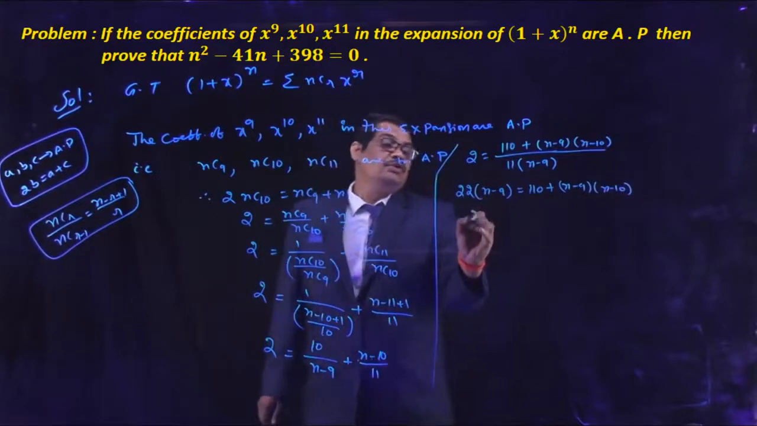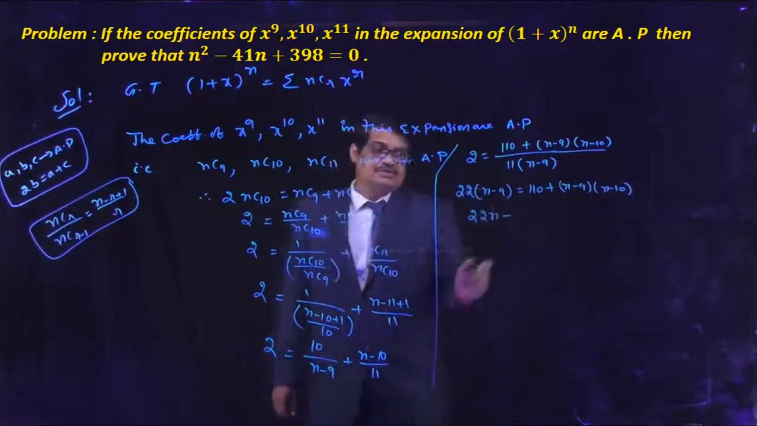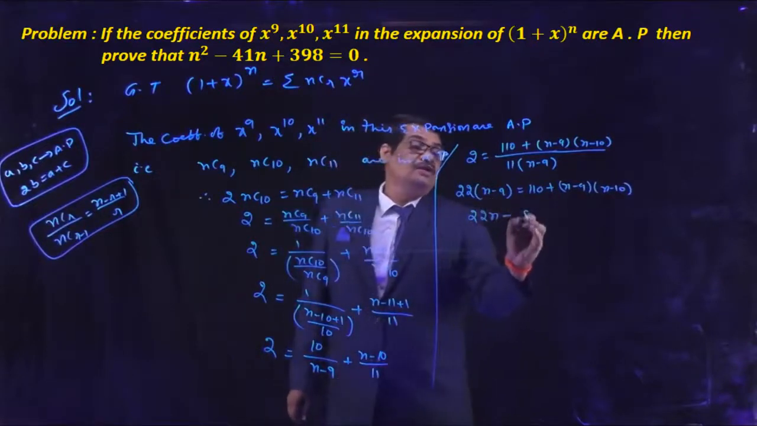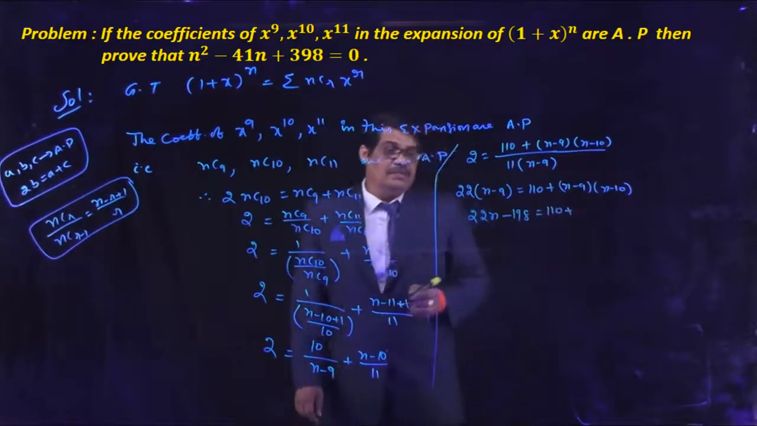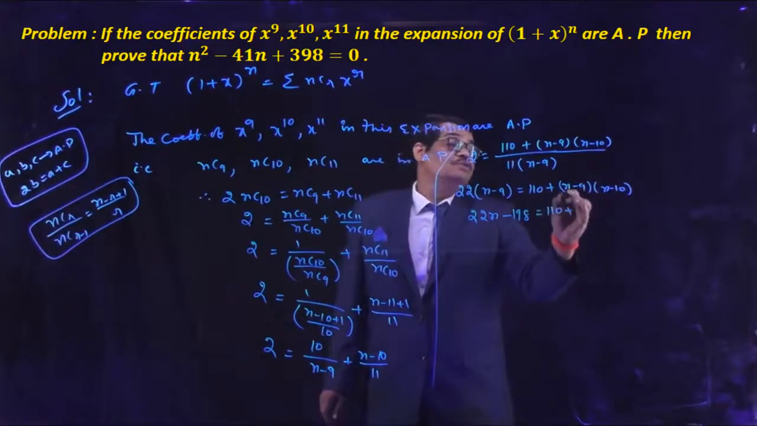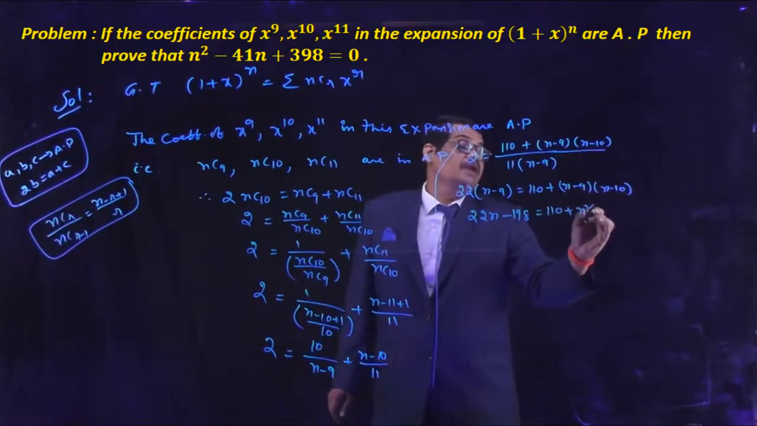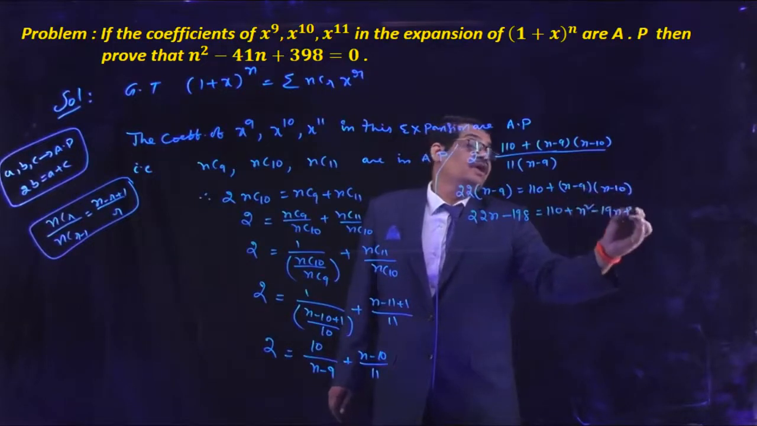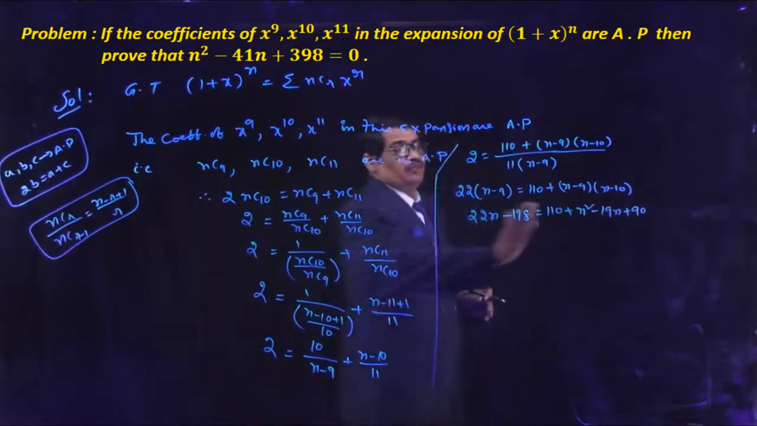This is 22n - 198 = 110 + (n - 9)(n - 10). Multiplying these two terms: n times n is n^2, minus 10n, minus 9n, that is minus 19n, plus 9 times 10, that is 90. Now we are moving these terms to this side.